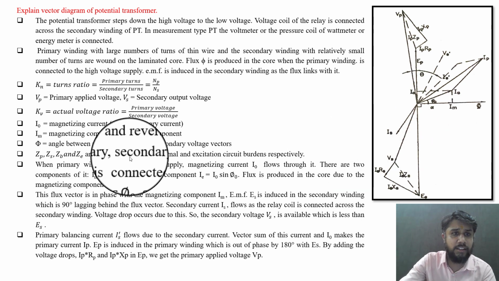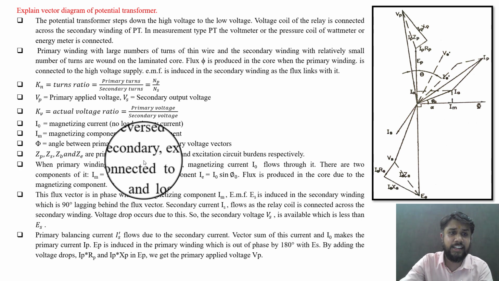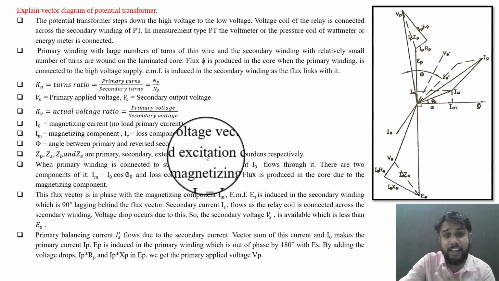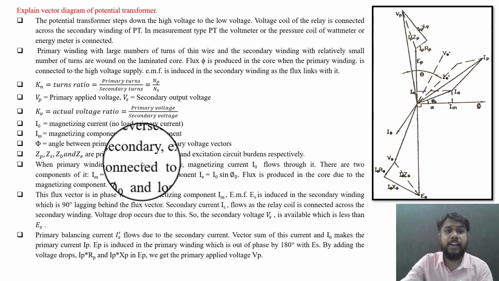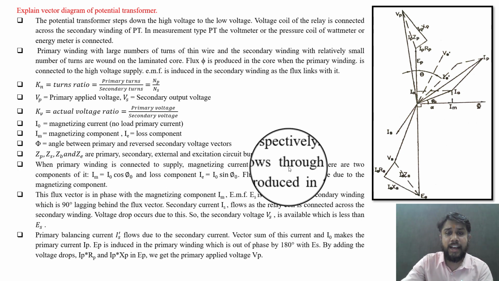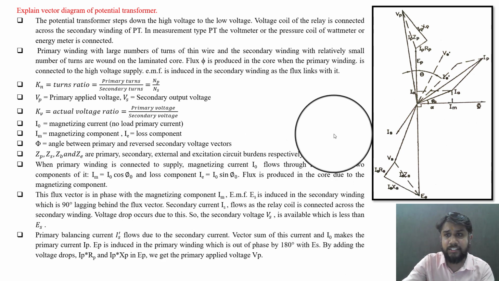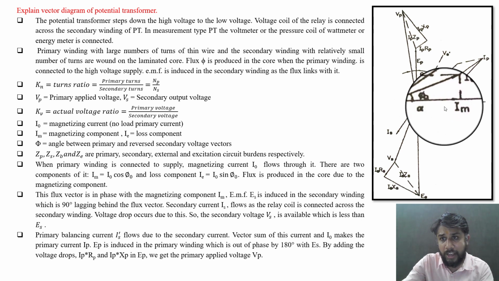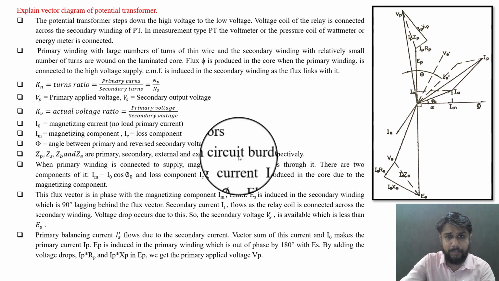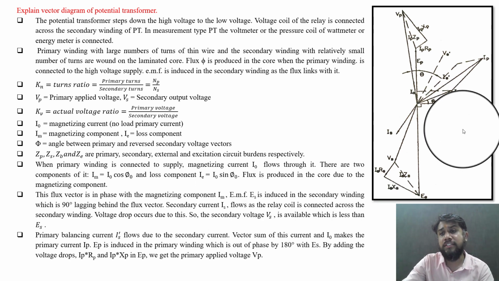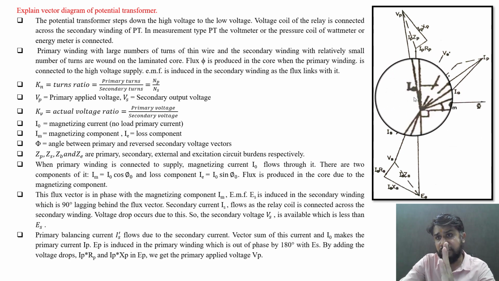Now ZP is the primary burden, ZS is the secondary burden, ZB is the external circuit burden, and ZE is the excitation circuit burden respectively. When the primary winding is connected to supply, the magnetizing current I0 flows through it. There are two components: IM equals I0 cos phi 0, which is along the same line as the flux, and IE equals I0 sin phi 0, which is in quadrature with it. So IE is in phase with EP.